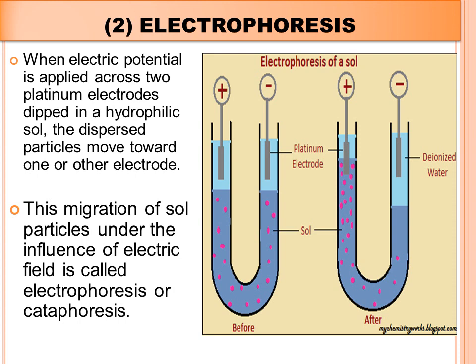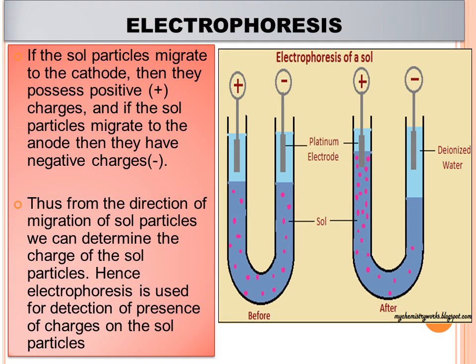So what is electrophoresis? The migration of Sol particles under the influence of an electric field is called electrophoresis. It's also called cataphoresis. So this can be asked for 2 marks as well. If the Sol particles migrate to the cathode, they possess a positive charge. If the Sol particles migrate towards the anode, they possess a negative charge. Thus, from the direction of migration of the Sol particles, we can determine the charge of the Sol particle. Hence electrophoresis is used for detection of the presence of charges on the Sol particles.